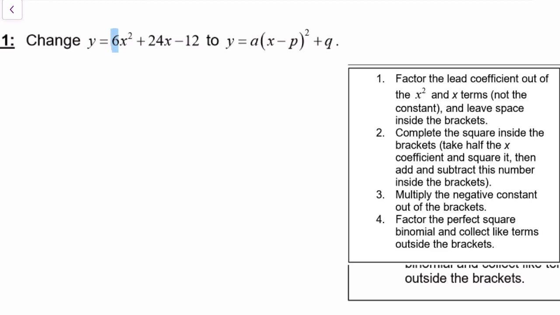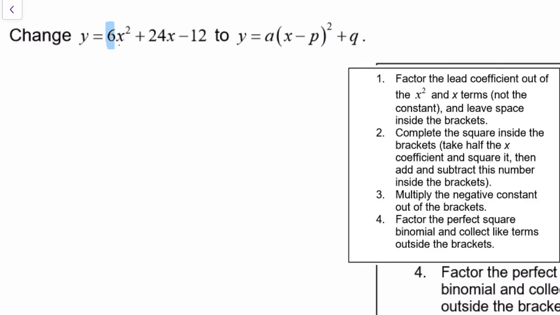So I'm going to pull it out of the 6x squared and the 24x, but not out of the constant, the 12. And even if it doesn't go in nicely, you still have to factor out whatever the leading coefficient is. So I am going to get y equals 6 bracket, and this is just like pulling out a GCF. So just out of these first two terms, I'm dividing out 6. So this is going to be x squared plus 24 divided by 6 is 4x. Leave yourself quite a bit of space and then close the bracket. And then the minus 12 goes way outside here. So that's step 1.